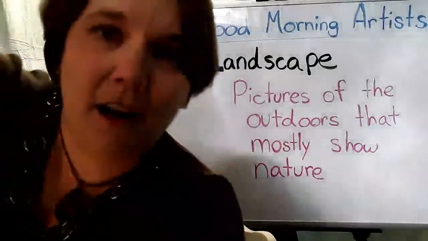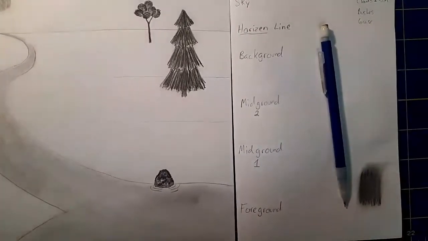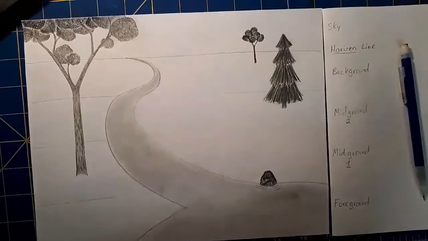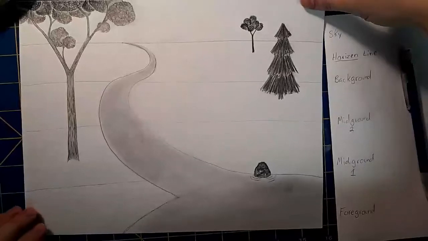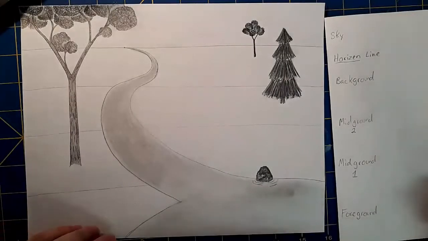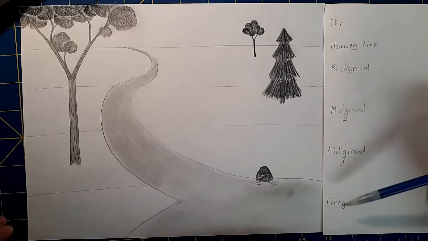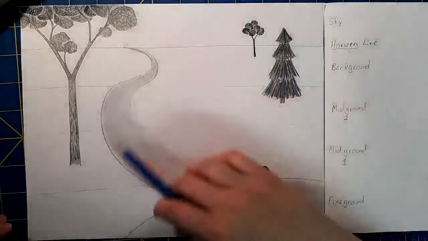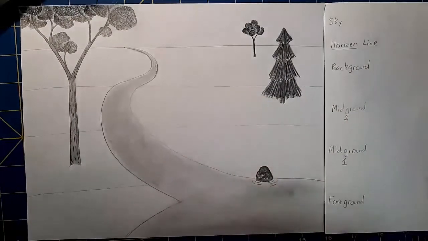So hopefully you have it from yesterday. Here we go. So here's where we were at yesterday. We were working on doing our nice landscape that had our different levels. We had our sky, our horizon line, our background, our midgrounds 1 and 2, and our foreground. And we worked on doing a couple different kinds of trees. We got our river in there, got a nice little rock happening. So now we're going to be working on adding some other stuff to this.